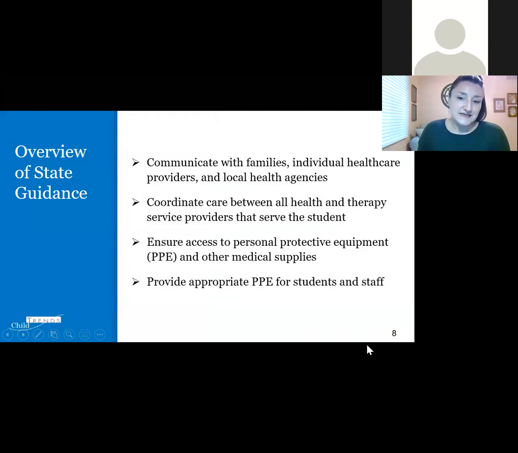So, in terms of the state guidance, we've seen quite a few common themes emerge in terms of how states are guiding their districts to serve students with special healthcare needs and disabilities. First and foremost, we've seen states encourage districts to maintain consistent and frequent communication with the families of students with disabilities, as well as their individual healthcare providers and the local health agencies that can often help guide decision making about school based service delivery.